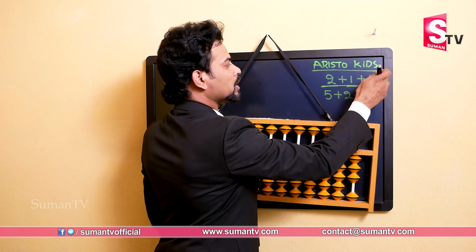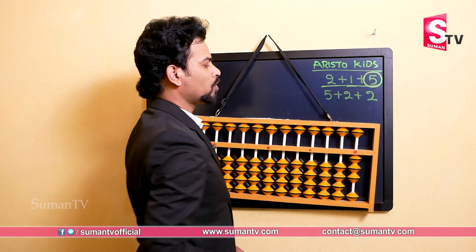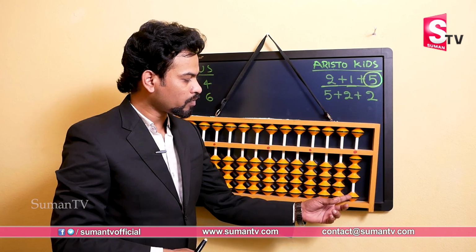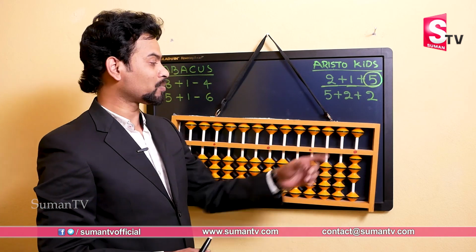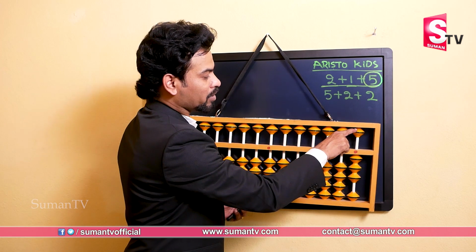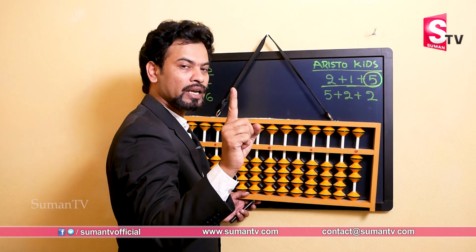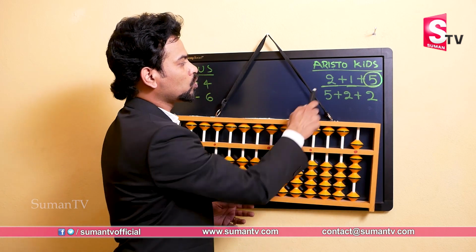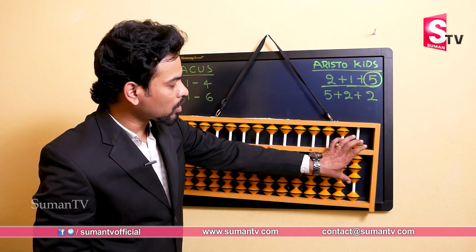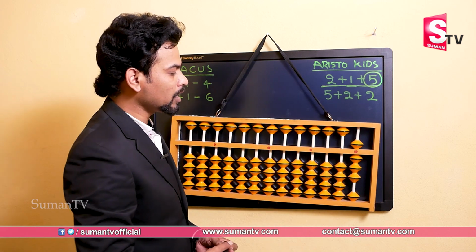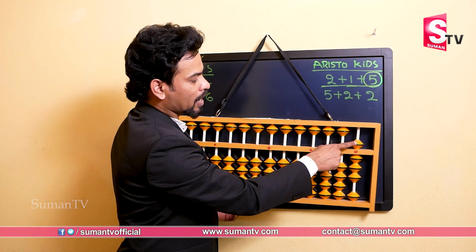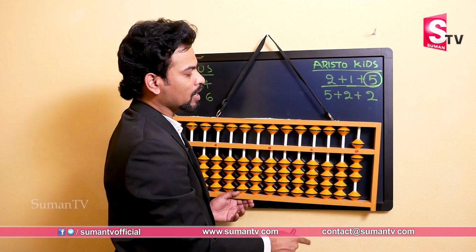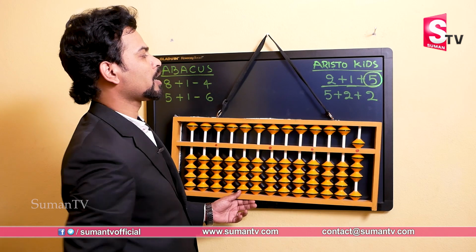Then the next question is plus 5. Okay, where is 5 there? We don't have 5 downside. We have 5 upside. So here the upper bit, if we will make it down in index finger, this is 5 plus. So 2 plus 1 plus 5, we got this much answer. How we will calculate? We will calculate from upside. This is 5 plus 1 6 plus 1 7 plus 1 8. So the answer is 8.